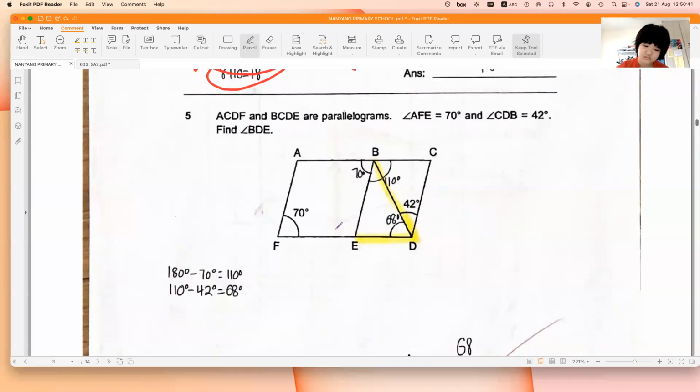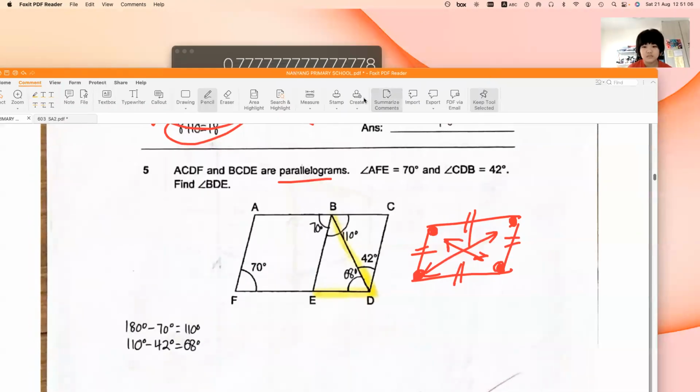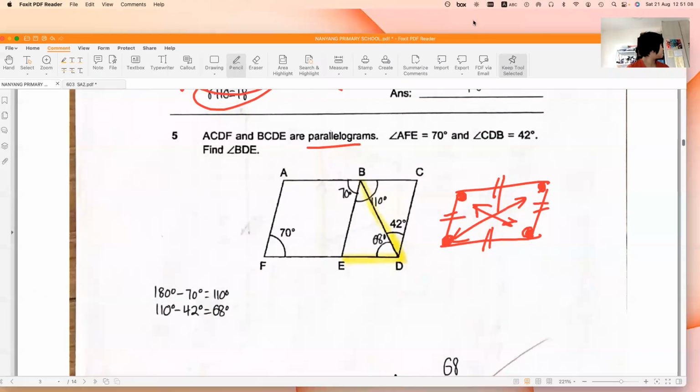Oh, yeah, since we are talking about parallelogram, just to let you know, for parallelogram, opposite sides are parallel to each other and equal, plus opposite angles are the same. Of course, opposite angle is the same also. Just highlighting this to you in case you forget. So hopefully you don't.